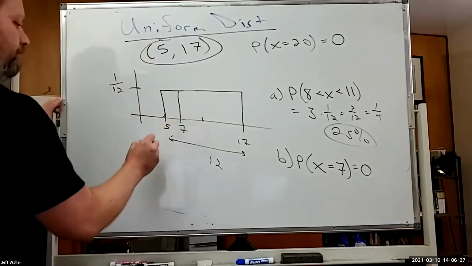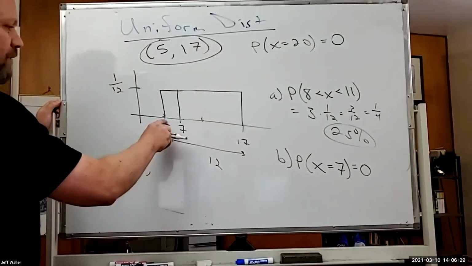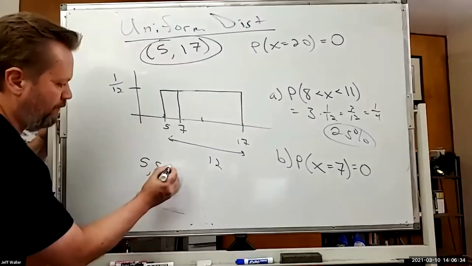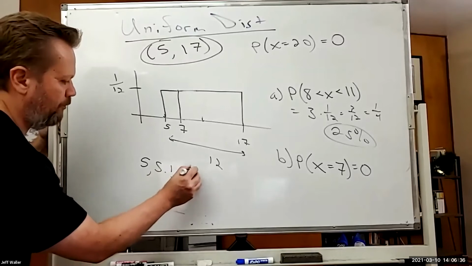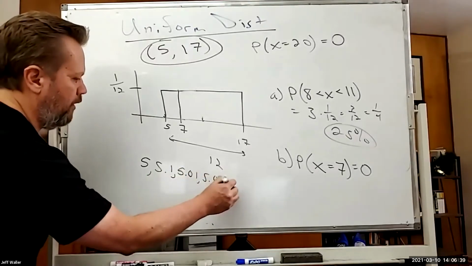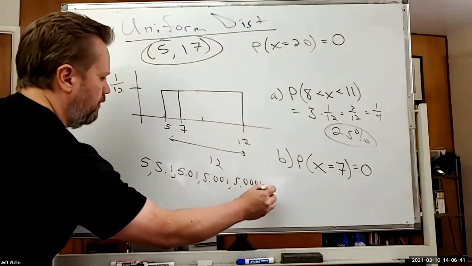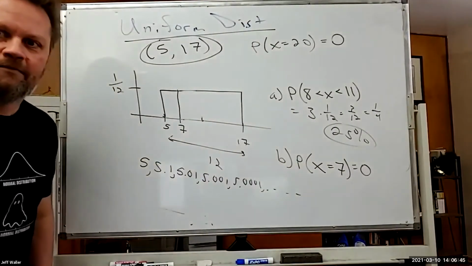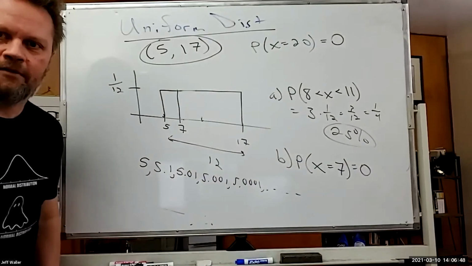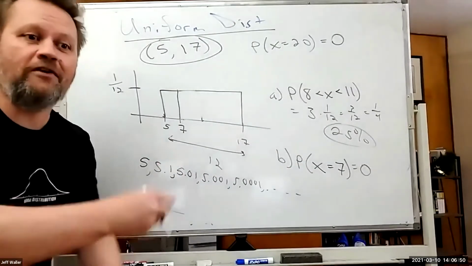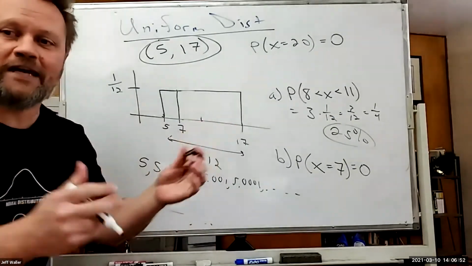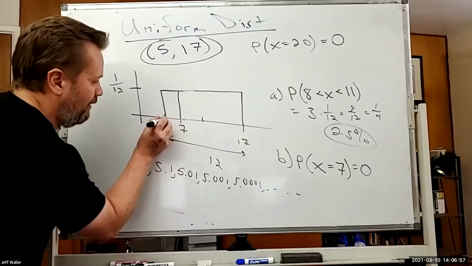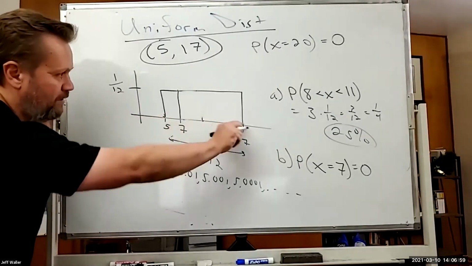Here's 5. What's the next number up from 5? I could do 5.1, but then there's 5.01. Oh yeah, but there's 5.001. Oh yeah, but there's 5.0001. How long could I do that for? Be more specific. Forever. For the rest of time, right? And I haven't even made it past right here.